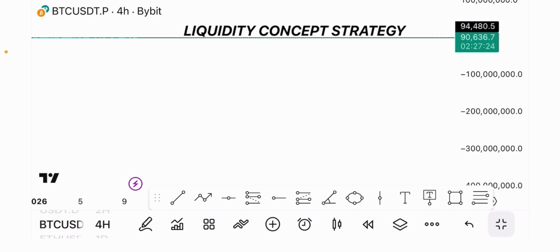Alright, so this is a very simple strategy. Just liquidity. So it's a very short video with high value and of course very educational.